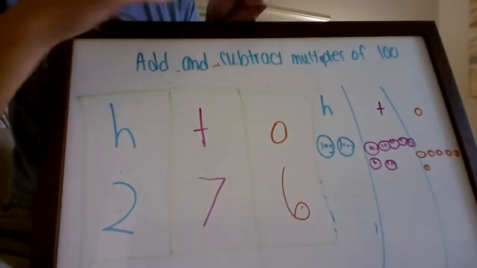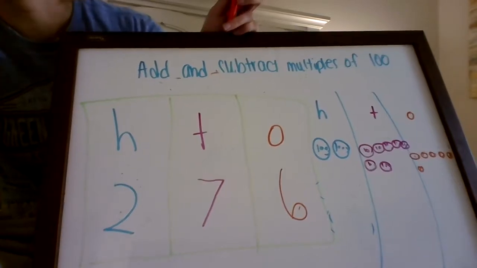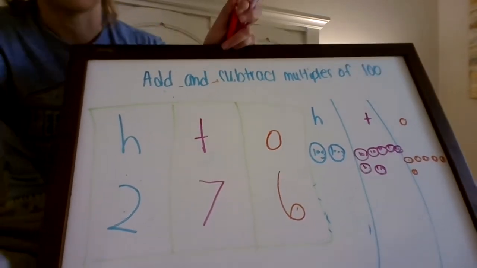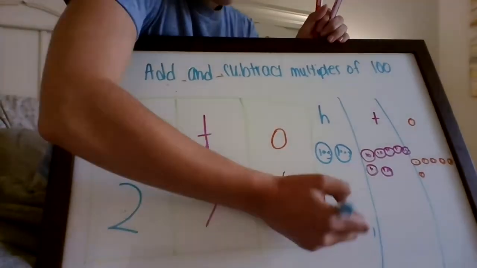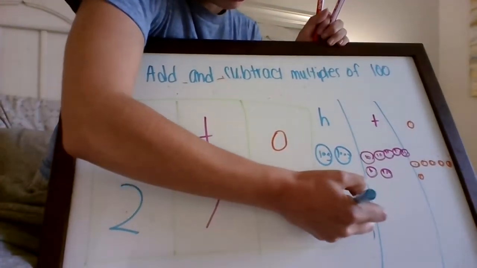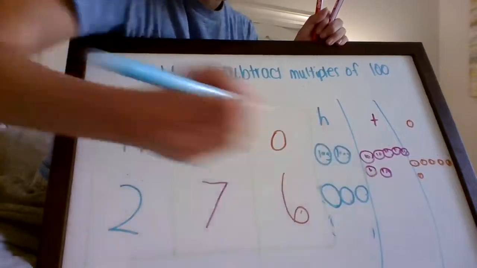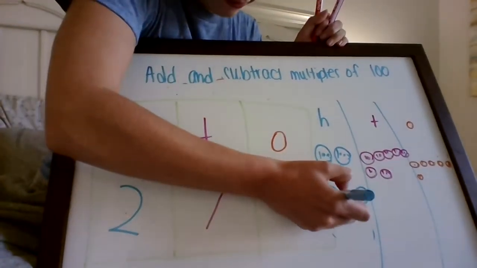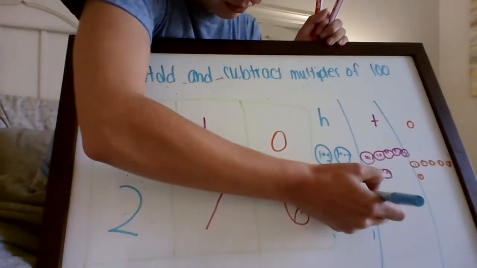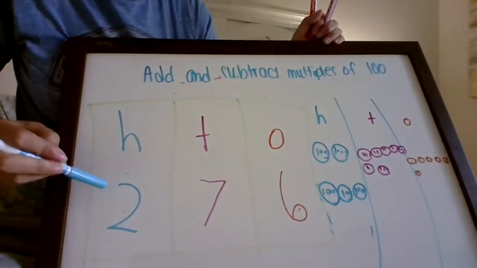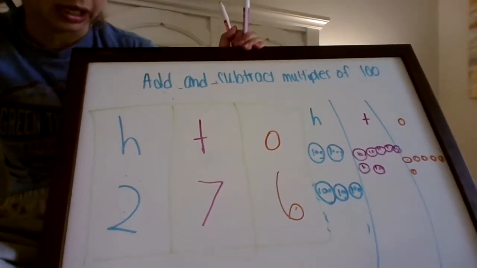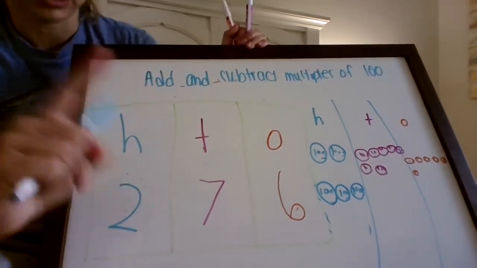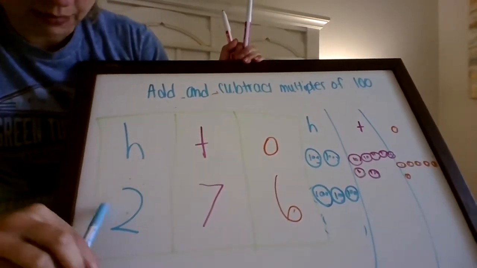So I want to add, how many hundreds should I add? I want to add 3 hundreds. So I'm going to take my blue marker for my hundreds, and I'm going to add 1, 2, 3 hundreds here. Do you see that? Now, they are not asking for us to change this to a 3 because that would only mean adding 100. They want us to add 3 more hundreds.